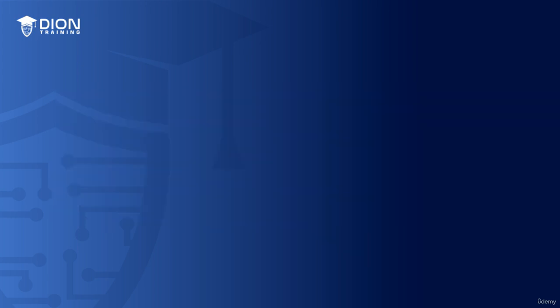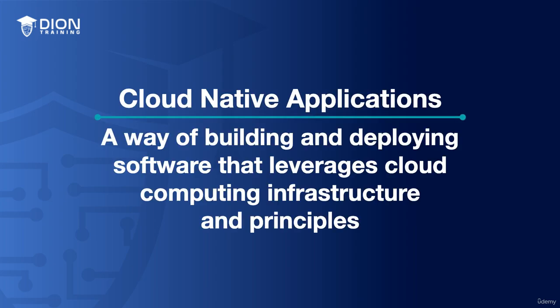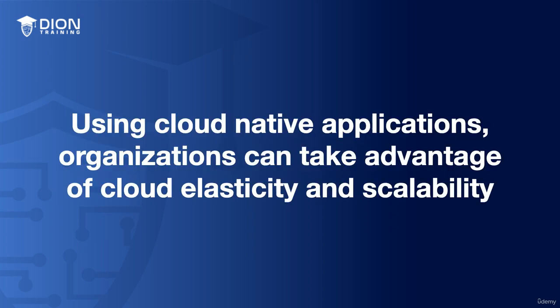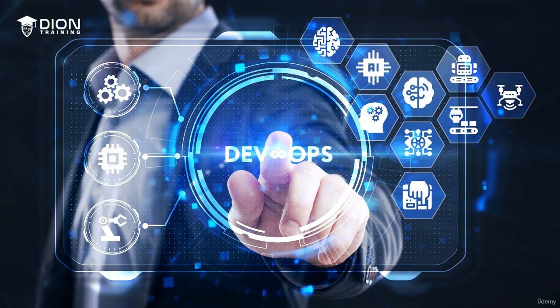Okay, so now it's time to do a quick recall. When it comes to cloud-native applications, these applications are a new way of building and deploying software that leverages cloud computing infrastructure and principles. They are designed to be scalable, resilient, and flexible, and are typically built using containers and microservices. By using cloud-native applications, organizations can take advantage of the elasticity and scalability of the cloud, as well as deploy and manage all their applications more efficiently and effectively. To do this effectively, however, organizations need to use DevOps practices. These are designed to improve collaboration between the development and operations teams and ensure that the applications are deployed and managed in a way that meets the organization's specific business requirements.